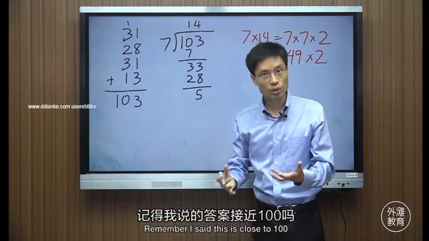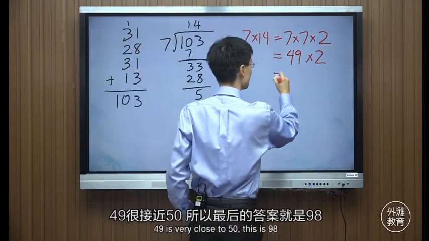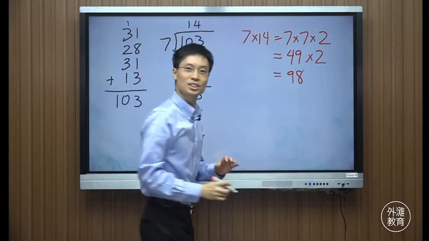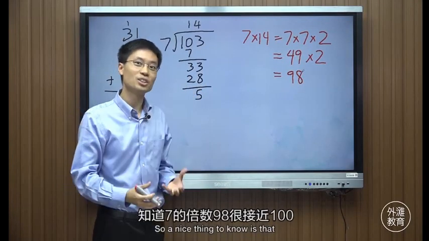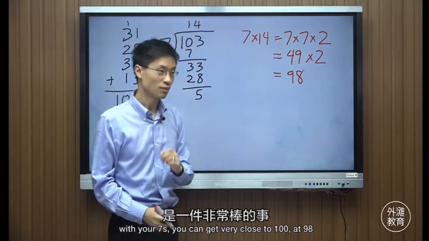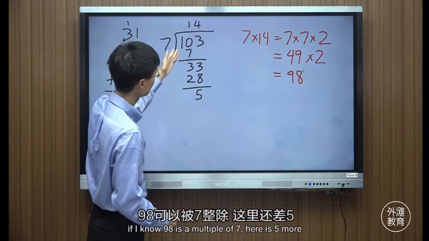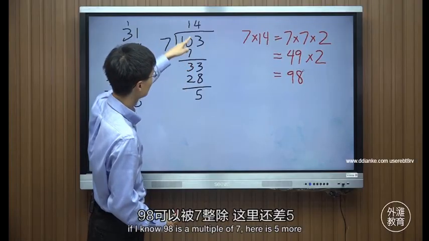Remember, I said this is close to 100. 49 is very close to 50. This is 98. So a nice thing to know is that with your 7s, you can get very close to 100 at 98. And so a way of checking this is that if I know 98 is a multiple of 7, then here's 5 more.